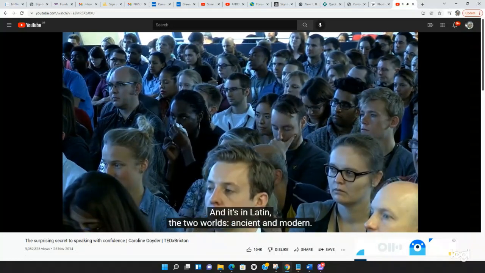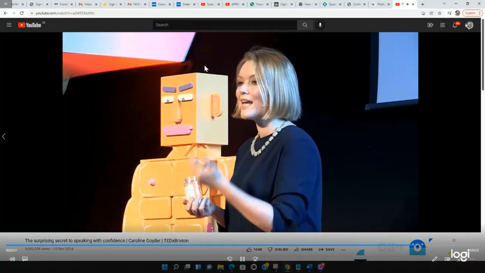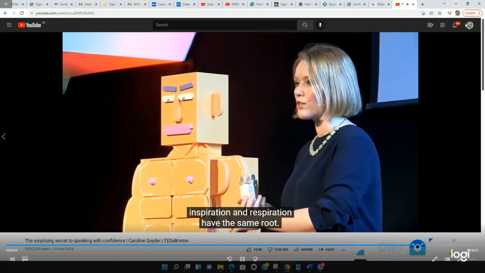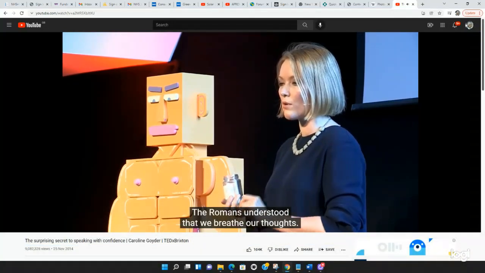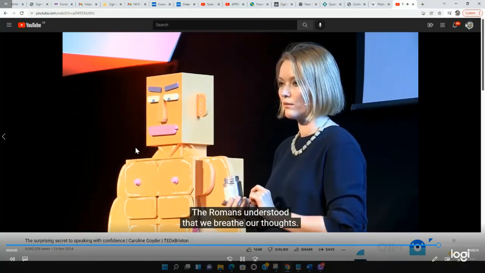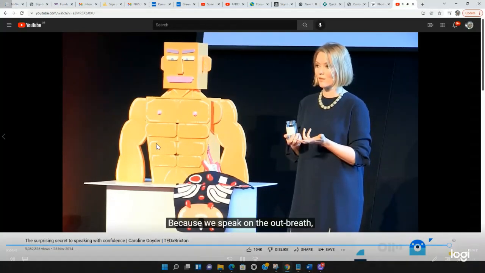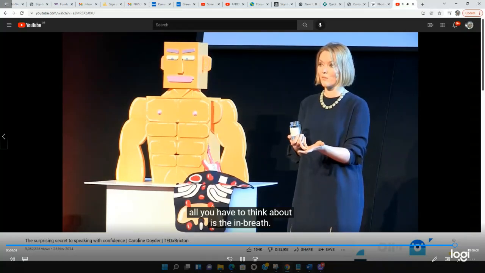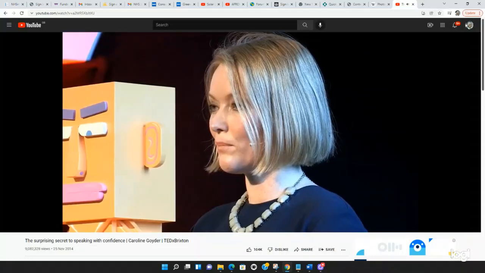And it's in Latin, the two worlds, ancient and modern. The Romans understood this. Inspiration and respiration have the same root. The Romans understood that we breathe our thoughts. And because we speak on the out-breath, all you have to think about is the in-breath. And you know the simplest way to think about the in-breath? Close your mouth.